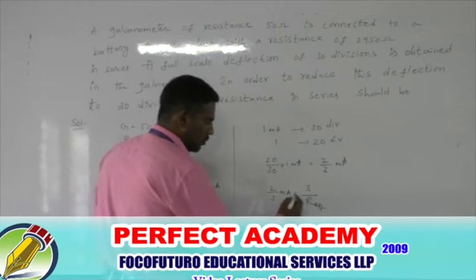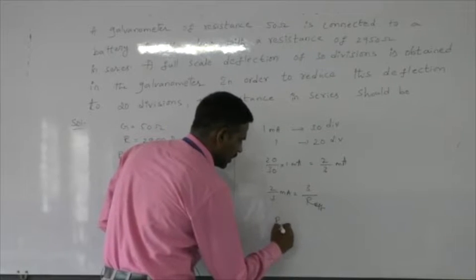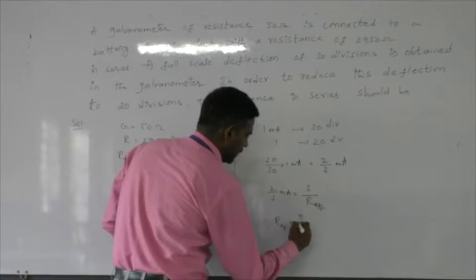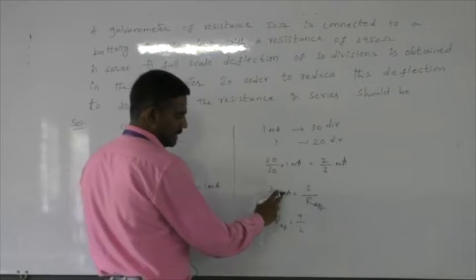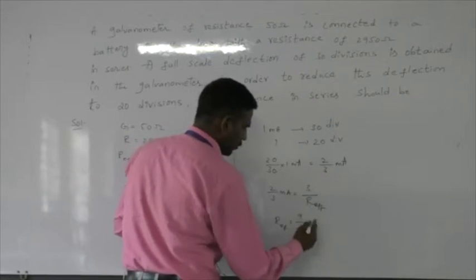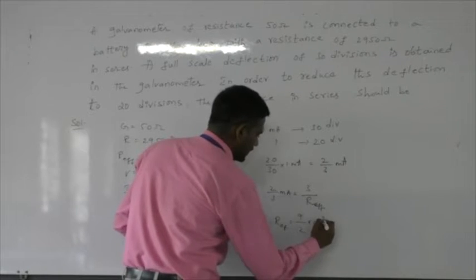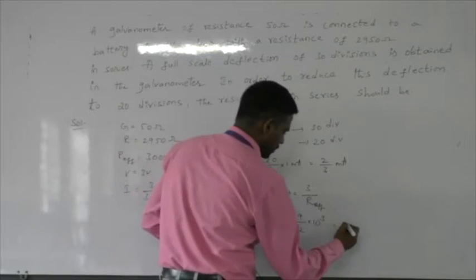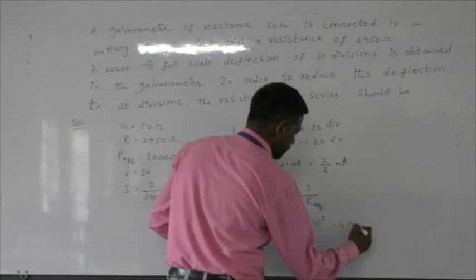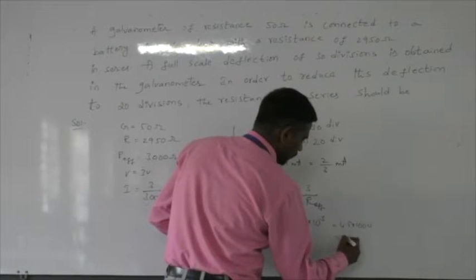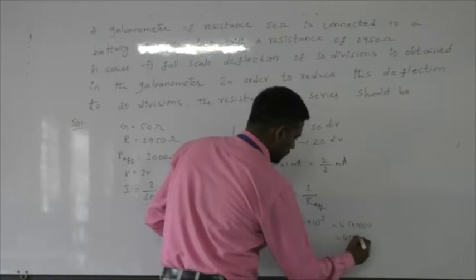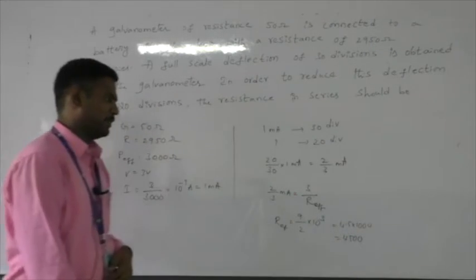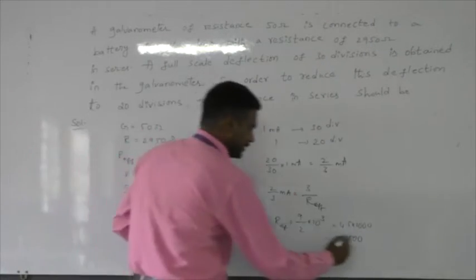Now from here, what is going to be the effective resistance now? R effective is nothing but 9 by 2. So it's 10 power minus 3. It will go to the numerator as 10 power 3. Right? So now this is going to be equals to what? 4.5 into 1000, so 4500. This is going to be the total effective resistance.